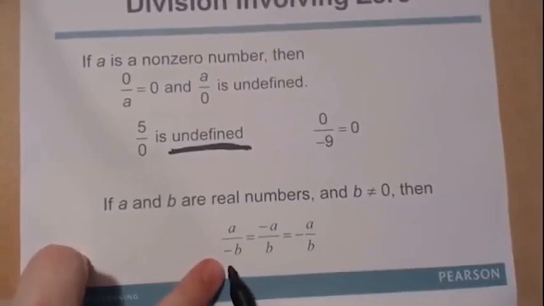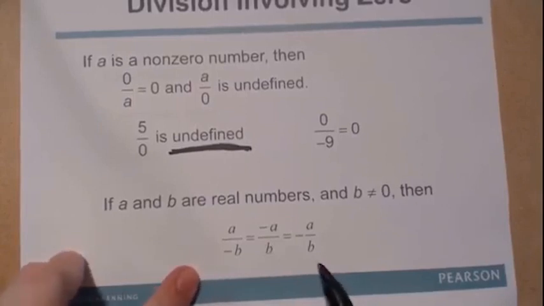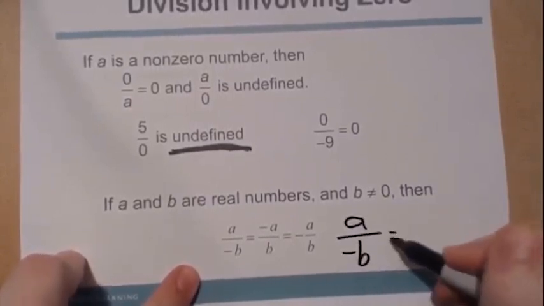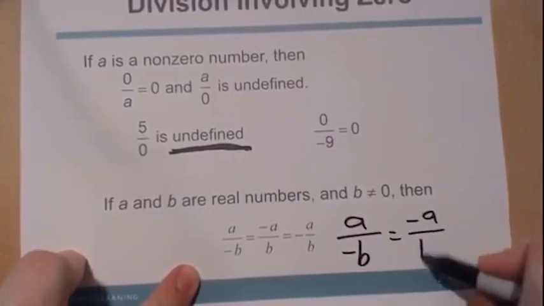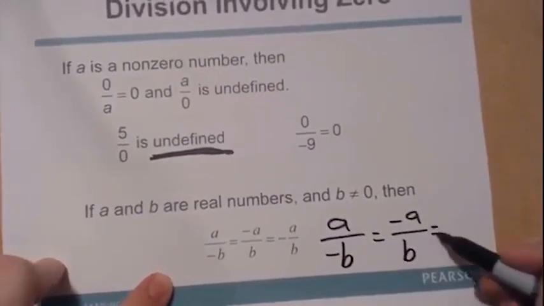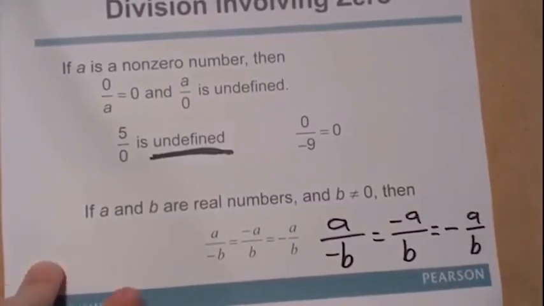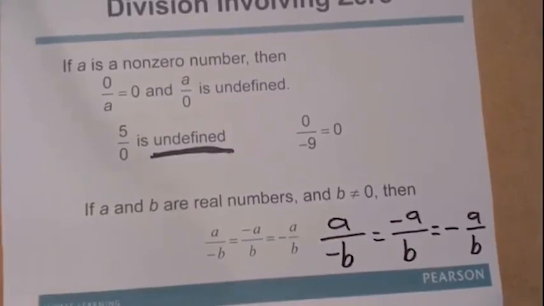And notice we could put a negative sign on the bottom, on the top, or on the outside. So a over negative b is the same as negative a over b is the same as negative a over b. Top or bottom or outside, but not both, because both top and bottom would be negative divided by negative, and that would be positive.